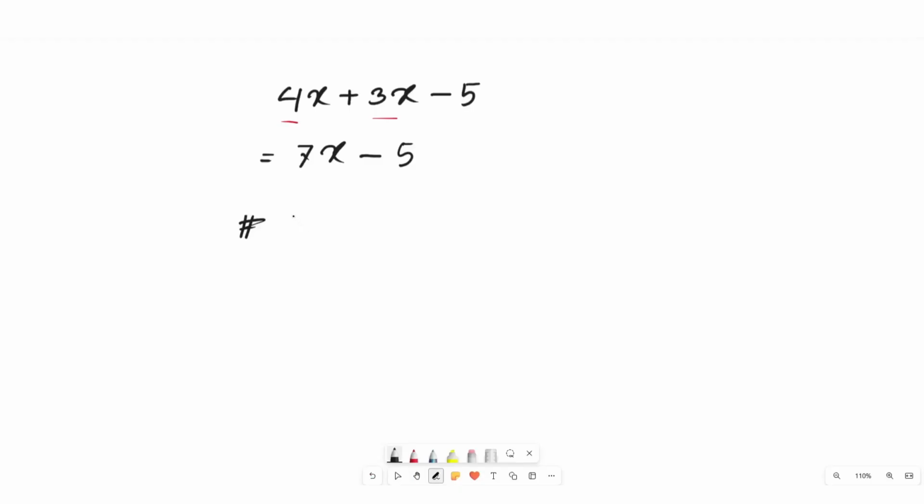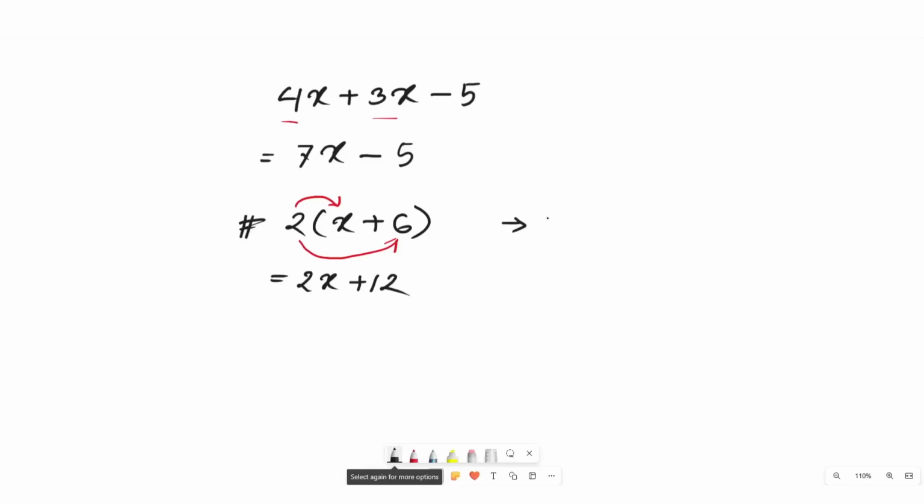Now let's see another problem. 2 times the quantity x plus 6. In this kind of problem, be very careful. Distribute carefully. Multiply 2 by both terms inside the parentheses. So we get 2x plus 12 and that is our answer. That's it. Be very careful. Do not write 2x plus 6.